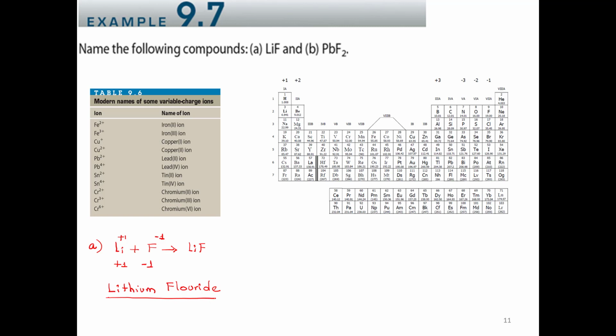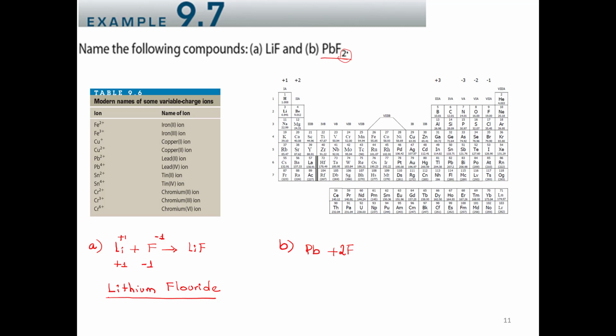And this is the answer. Now let's see part B of the problem. We want to write the name of this compound and of this one. Then first we need to write the equation, and because we had 2 fluorine, then we need to write here 2.